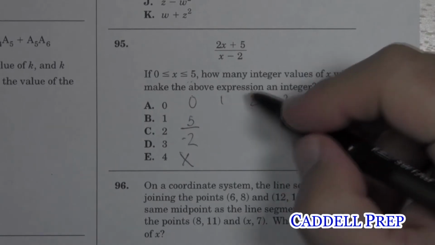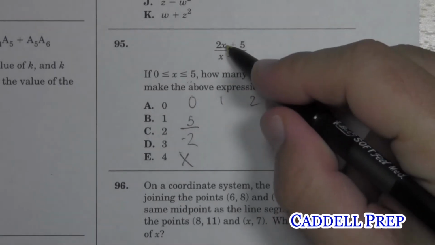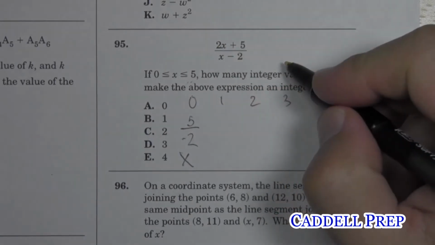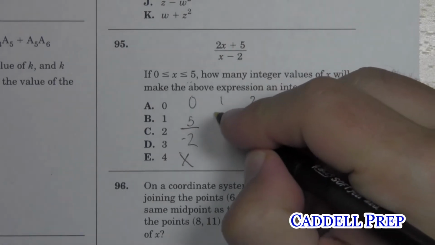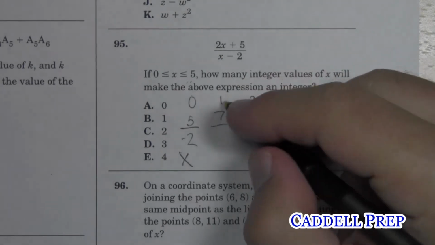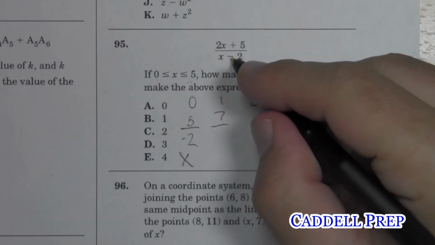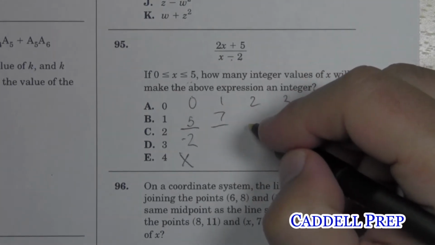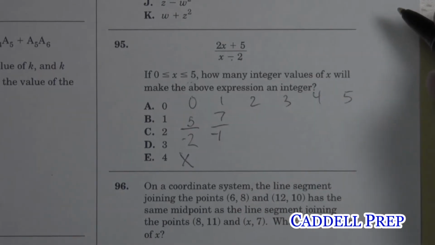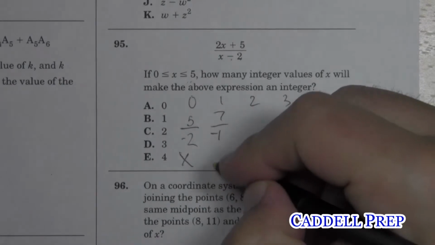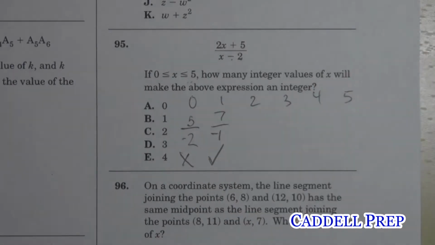Let's try number 1. So if we put 1 in now, we have 2 times 1, which is 2. And 2 plus 5 is 7. Okay, in the denominator we have 1 minus 2. 1 minus 2 is negative 1. So we have 7 over negative 1, which will be negative 7. So this does work. That will be an integer.